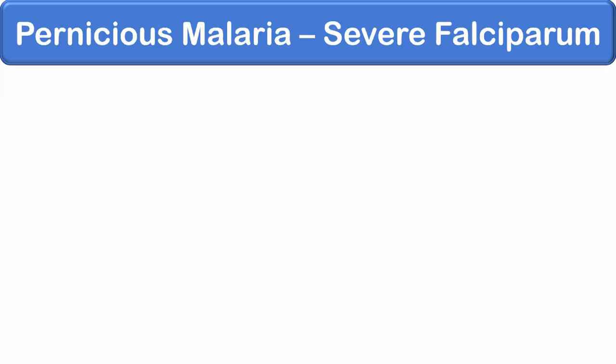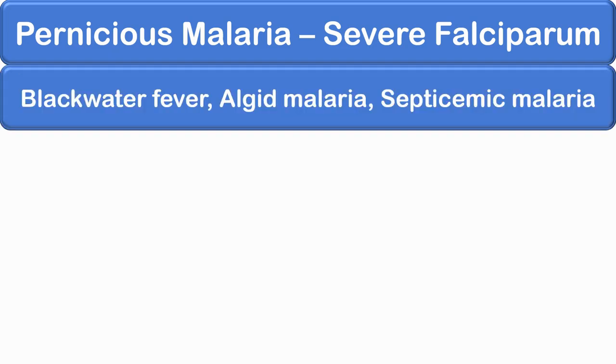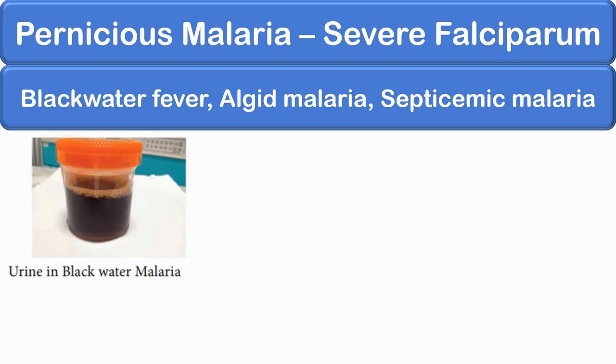The term pernicious malaria is associated with severe falciparum infection. It is characterized by black water fever, algid malaria, and septicemic malaria. Black water fever is a syndrome characterized by sudden intravascular hemolysis followed by fever, hemoglobinuria, and dark urine. It occurs following quinine treatment to subjects previously infected with Plasmodium falciparum.